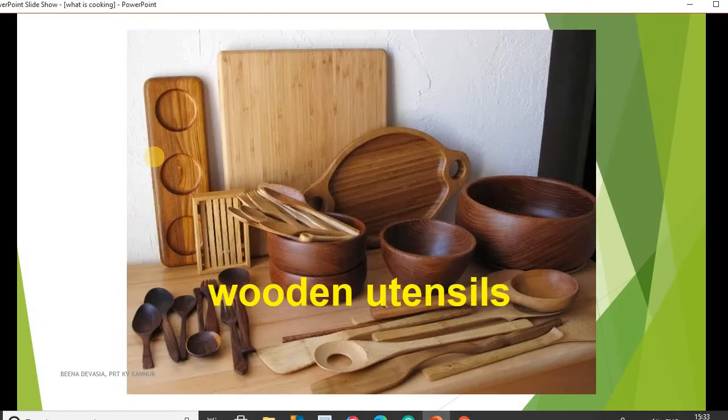Sometimes we have seen wooden utensils at home. This is not used to keep on the fire, but it is used as containers. Spoons are made up of wood. Sometimes chopping boards are seen made up of wood, etc.